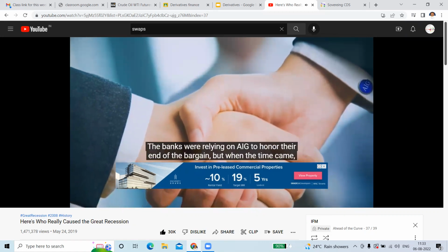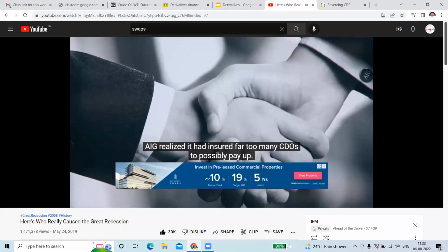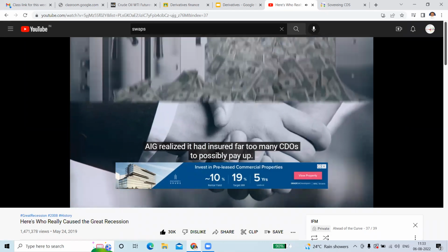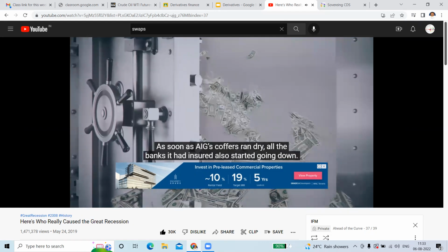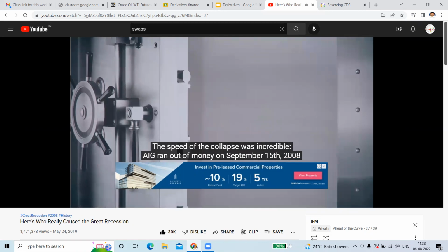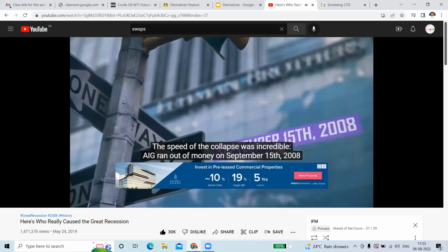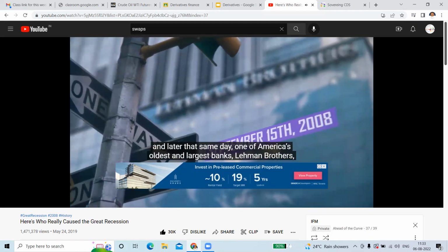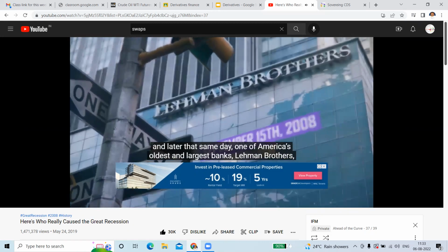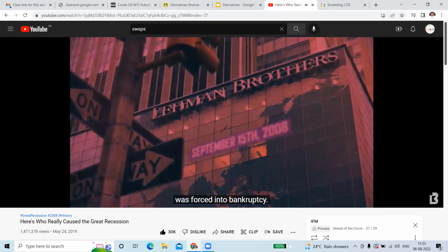But when the time came, AIG realized it had insured far too many CDOs to possibly pay up. As soon as AIG's coffers ran dry, all the banks it had insured also started going down. The speed of the collapse was incredible. AIG ran out of money on September 15, 2008, and later that same day, one of America's oldest and largest banks, Lehman Brothers, was forced into bankruptcy.